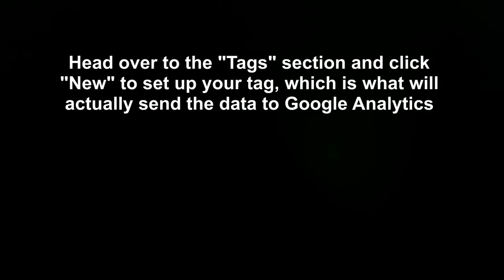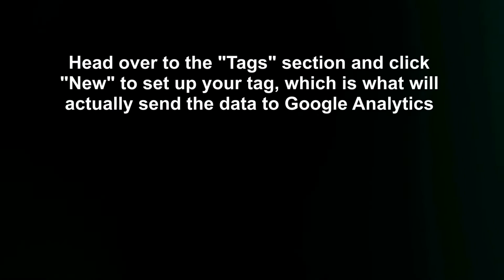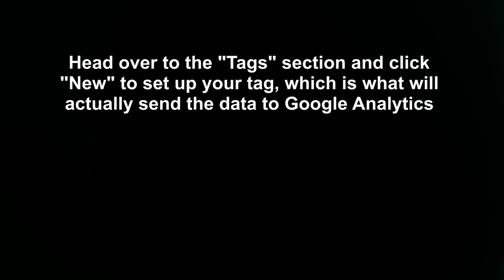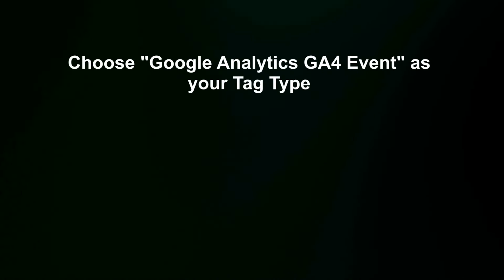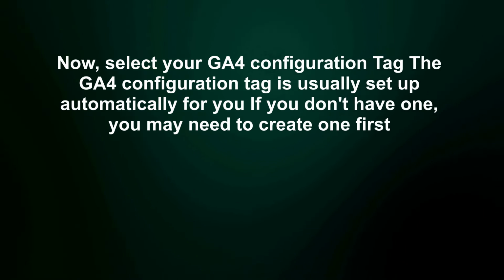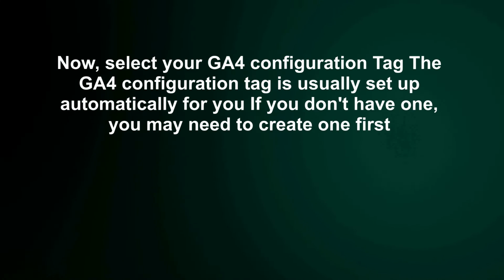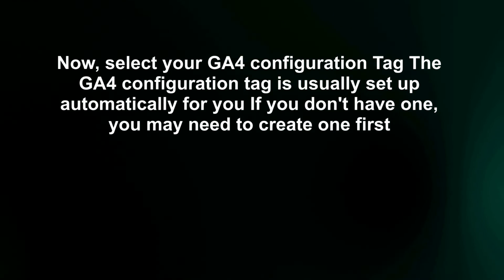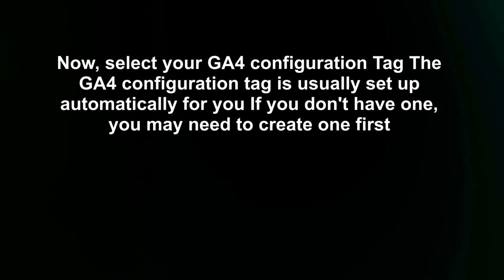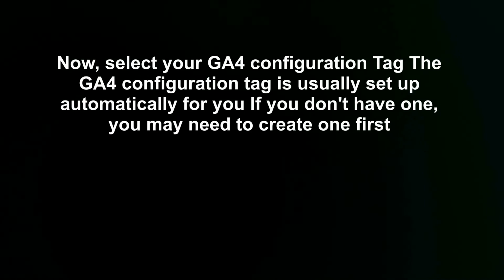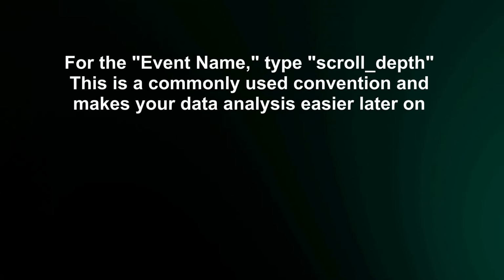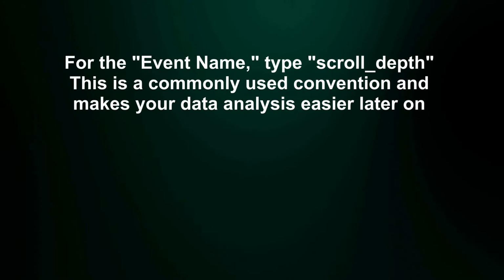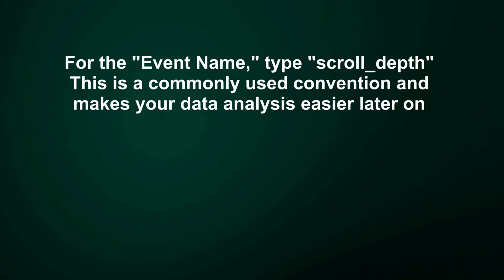Head over to the Tags section and click New to set up your tag, which is what will actually send the data to Google Analytics. Choose Google Analytics GA4 Event as your tag type. Now, select your GA4 Configuration Tag. The GA4 Configuration Tag is usually set up automatically for you. If you don't have one, you may need to create one first. For the event name, type scroll_depth. This is a commonly used convention and makes your data analysis easier later on.